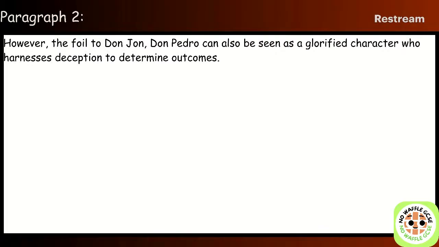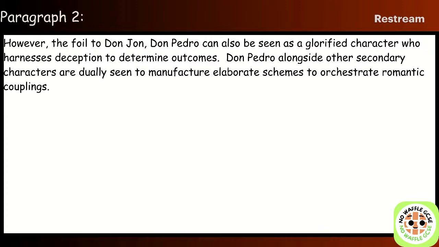So moving on, we've got, however, the foil to Don John: Don Pedro can also be seen as a glorified character who harnesses deception to determine outcomes. Now, Don Pedro, alongside other secondary characters, are duly seen to manufacture elaborate schemes in order to orchestrate romantic couplings.